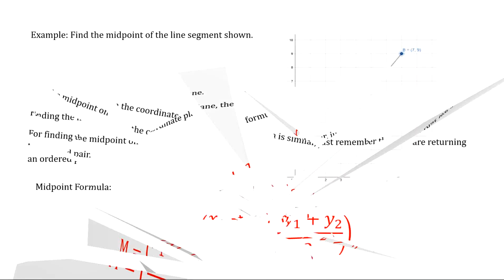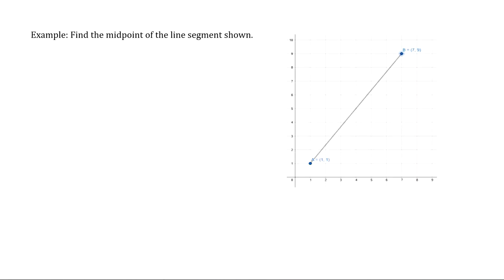So when we look at our example, we have a graph. We have points A and B. The points are at 1, 1 and 7, 9, and we're trying to find the midpoint of that diagonal line. We could maybe look at it and guess where it would be, but if we use the formula, we can definitely find out what it is.